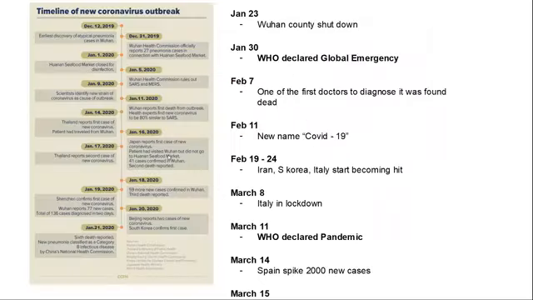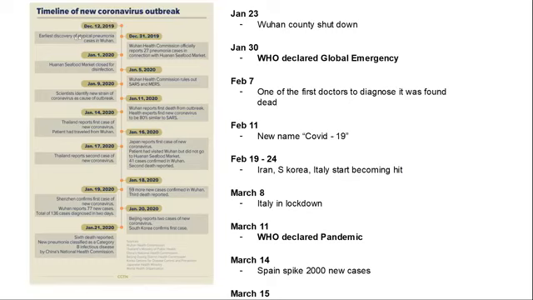Later on, the Chinese government did a lockdown in Wuhan, and WHO declared a global emergency. There were a lot of processes and projects to control the virus itself. So that's how the virus didn't go to these Southeast Asian countries upfront. So now let's look at the timeline of the new coronavirus outbreak.